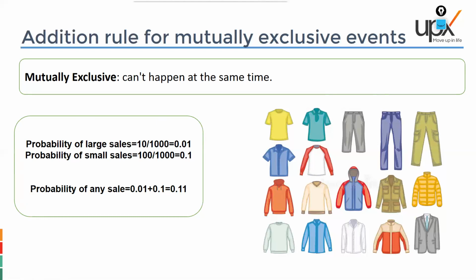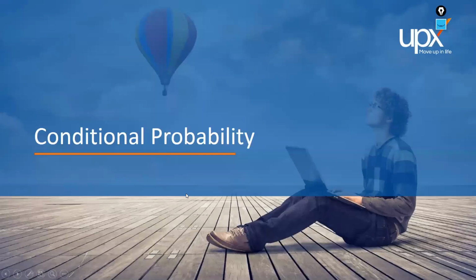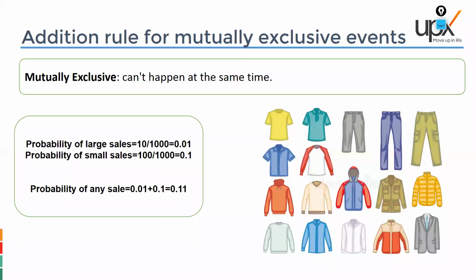Whereas independent events can happen at the same time, as you and your friend going to the theater at the same time, but they are not dependent on each other, right? So because they're mutually exclusive, you can use the addition rule. You can just add up the probabilities, and then you say that the probability of you buying a large size shirt or a small size shirt is 0.01 plus 0.1, which is 0.11. Okay, so that is the addition rule for mutually exclusive events.